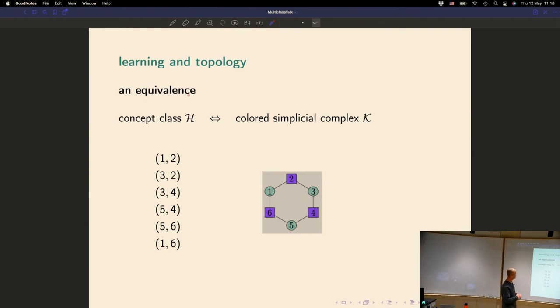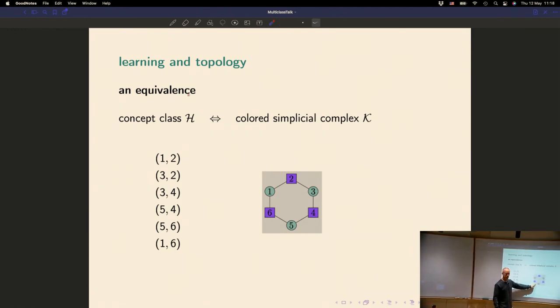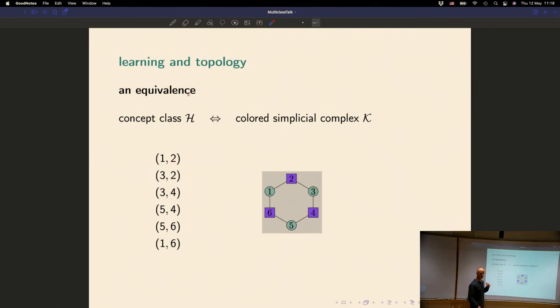The third idea is a very nice connection. Here is a concept class. There are six functions, and the size of the universe is 2. So this is like the function on the first coordinate, the function on the second coordinate. These six functions can be represented as the edges of this graph. This is the function 1, 2. This is the function 2, 3. This is the function 3, 4. So this is a way to pictorially represent this.